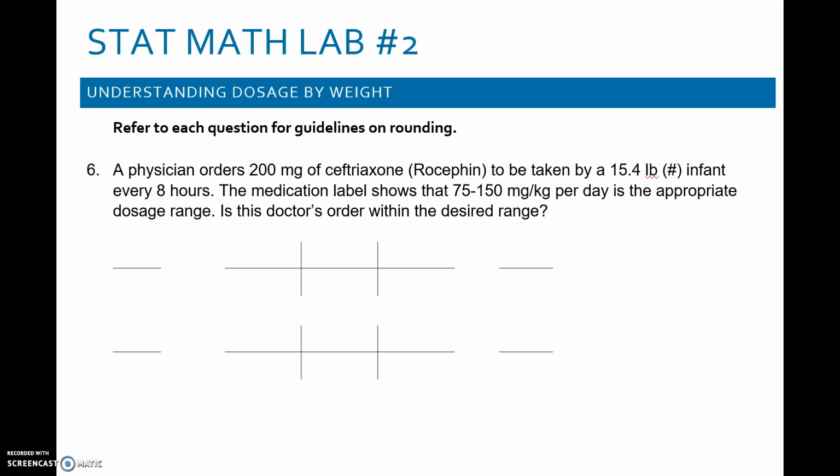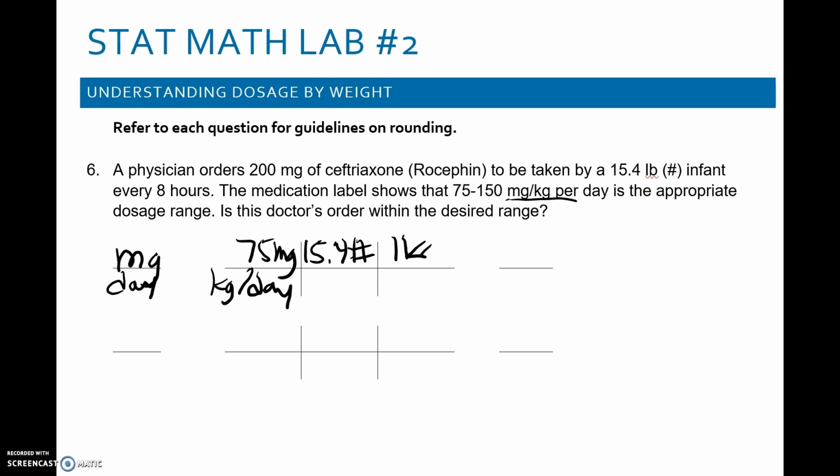So we'll just look for milligrams per day at first. What do we know about milligrams? We know that on the low dose range there's 75 per every kilogram per day. And this patient weighs 15.4 pounds. We have that conversion factor, so we put in 1 kilogram equals 2.2 pounds. We cancel out: kilograms cancel, pounds cancel, leaving milligrams per day.